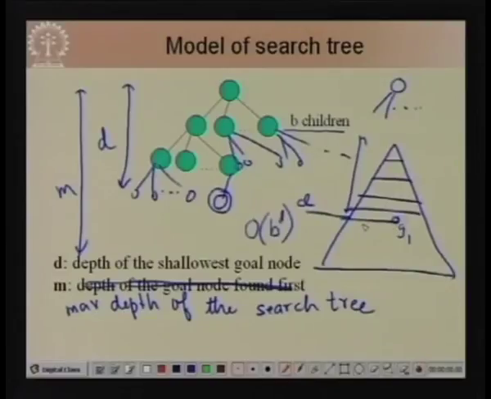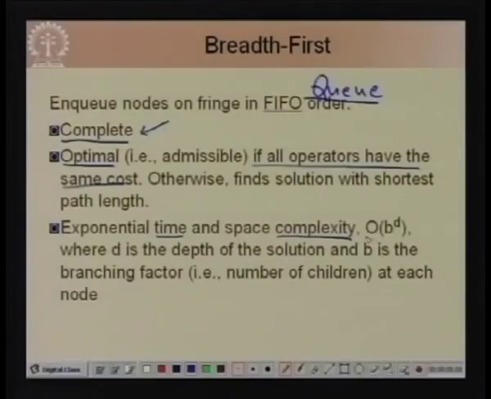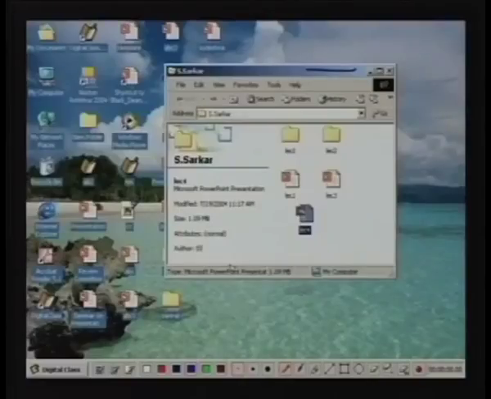And the number of nodes which are at fringe is also of the order of the maximum number of nodes at a depth. So, we can see that the time and space complexities of breadth first search are both of the order of b to the power d, where d is the depth of the solution and b is the branching factor at each node.